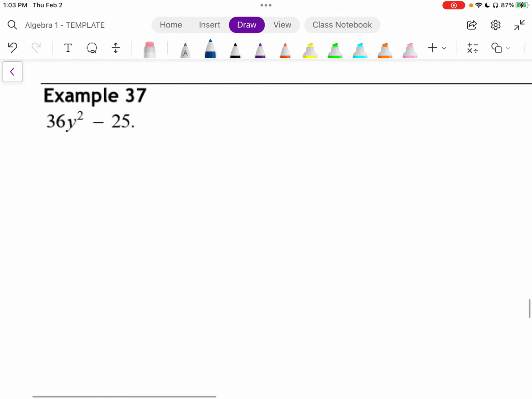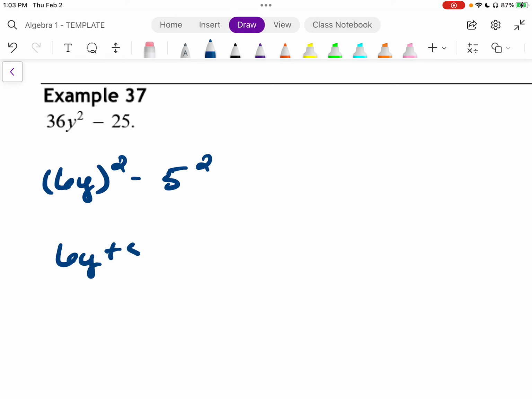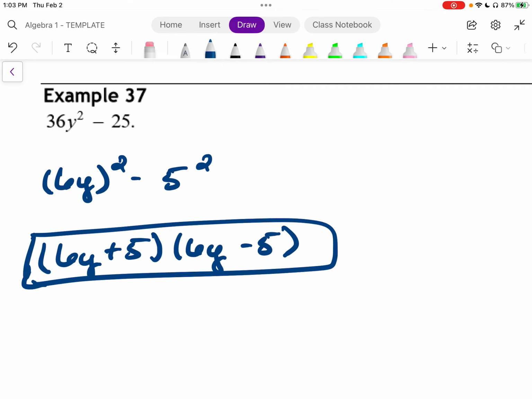37 here. This one, again, is a difference of two squares, but it's a little bit harder to see. The first piece is 6y squared, right? 6 squared is 36. Y squared is y squared. And then minus 5 squared. So factoring it in the same way that we did above, we're going to have 6y plus 5 and 6y minus 5. And there we are.